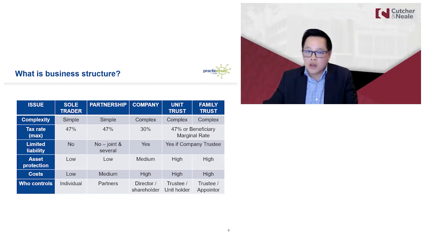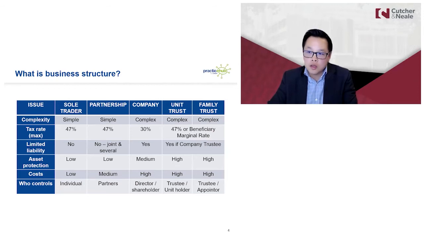So the last two, trust structures. They provide a lot of flexibility in terms of the ability to distribute income around the place. So unit trust structures, particularly when you have multiple owners, a family trust structure or a discretionary trust when it's just the one. So it might be the situation David's referring to.